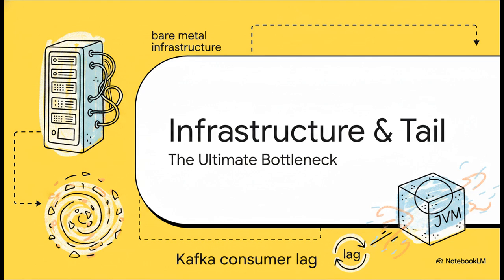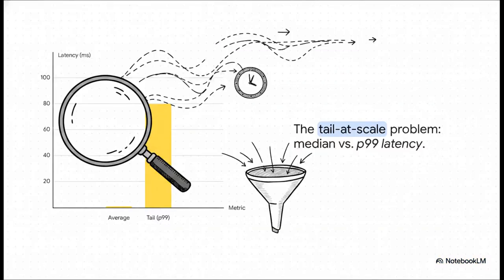That leads us nicely into Section 4, infrastructure and tail latency. Often, this is the ultimate bottleneck. Listen, optimizing for median latency is a massive trap. Your endpoint might show a beautiful 1 millisecond average, but that can completely mask an 80 millisecond delay sitting in the 99th percentile. This is the classic tail at scale problem. You have to aggressively monitor and optimize for the P99, not the P50.